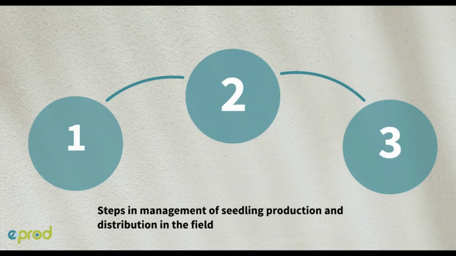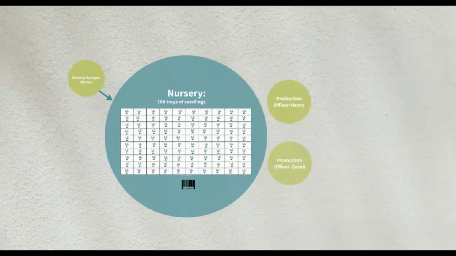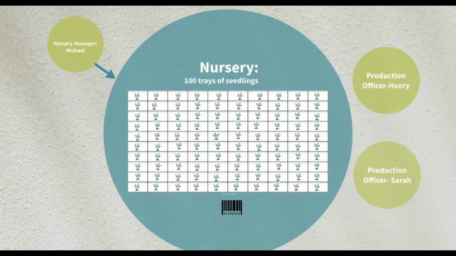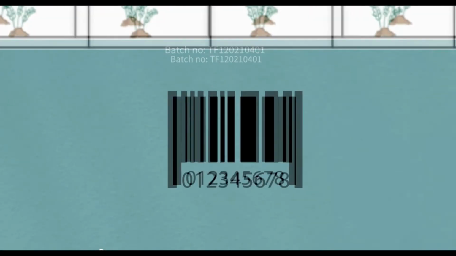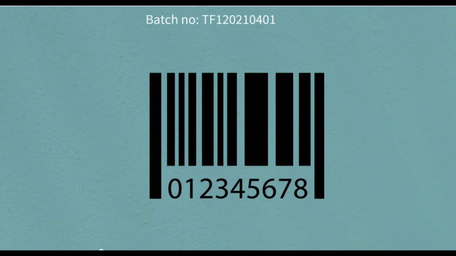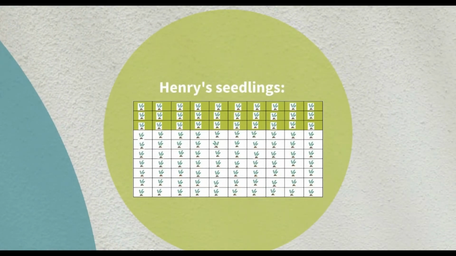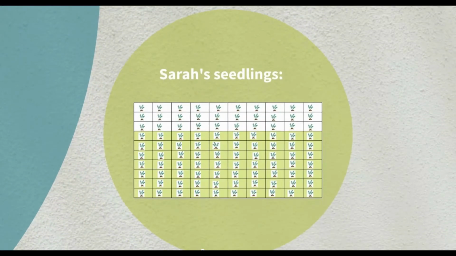In this diagram, you see an example of seedling trays in a nursery. Each batch in the nursery has a number of seedling trays and can be identified with a unique batch code. When the seedlings are ready to be distributed to the farmers, the production manager will hand over the trays to the field staff. In this example, nursery manager Michael hands over 30 trays to field extension officer Henry and 70 trays to Sarah.